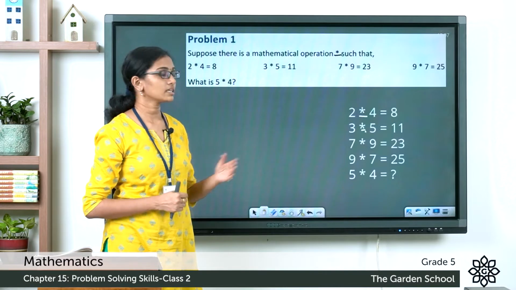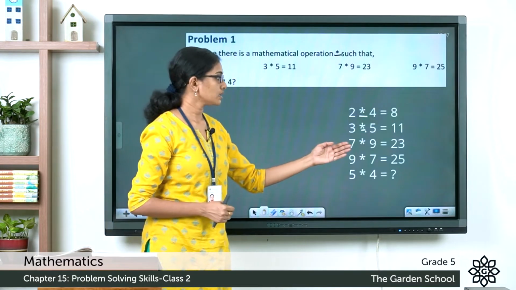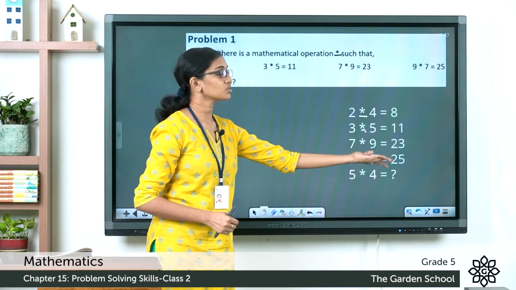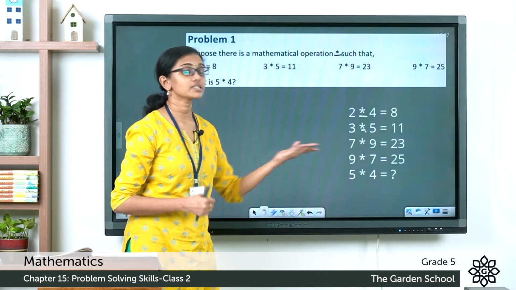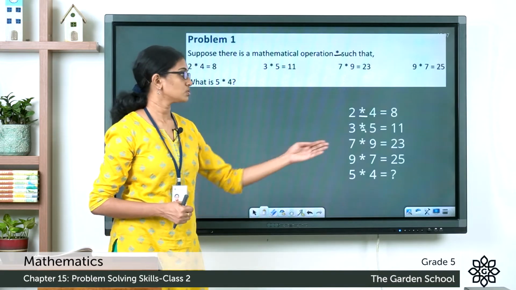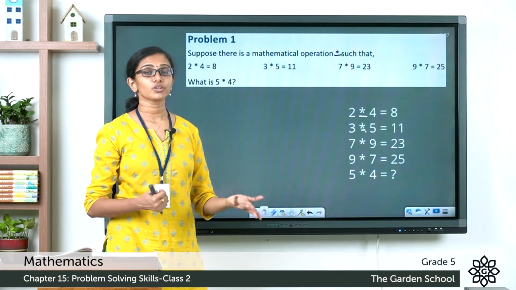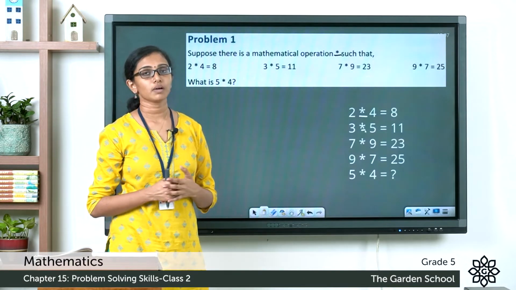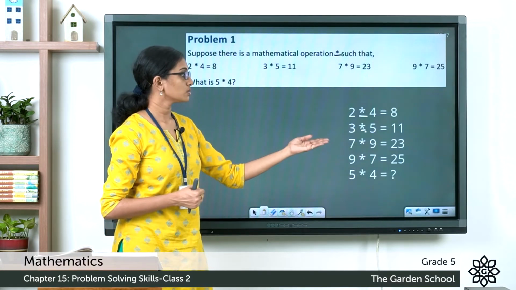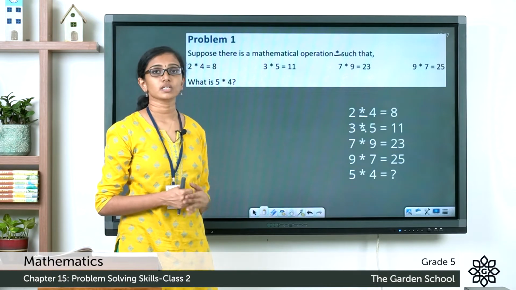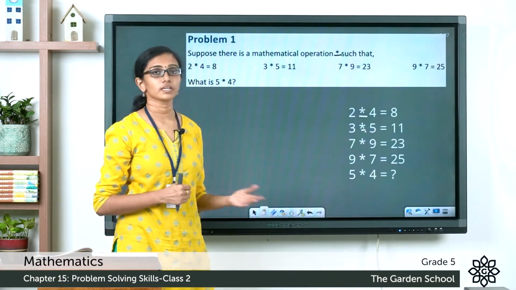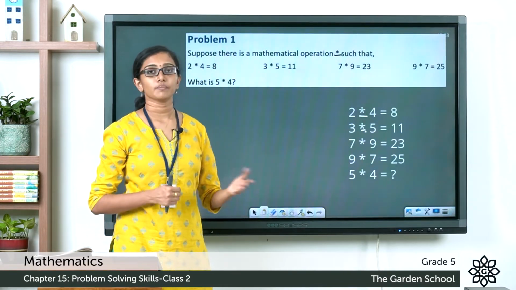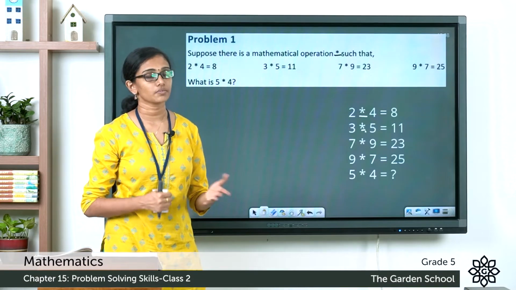So let's have a look at the other facts as well. We are given 7 symbol 9 is equal to 23 and 9 symbol 7 is equal to 25. If this meant multiplication, we know changing the order of the numbers won't change the product. It should have given you the same answer. And we know 7 nines or 9 sevens is equal to 63 and not 23 or 25. So we need to find out what this symbol actually represents, or what mathematical operation it represents.